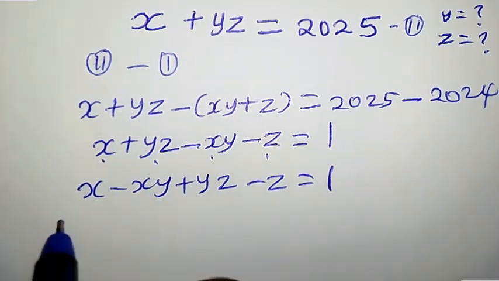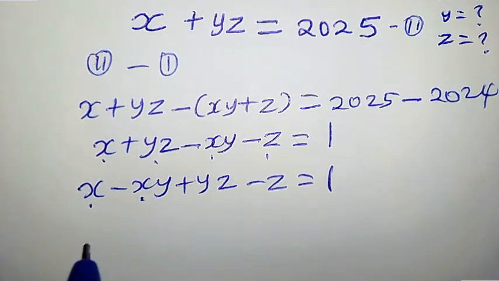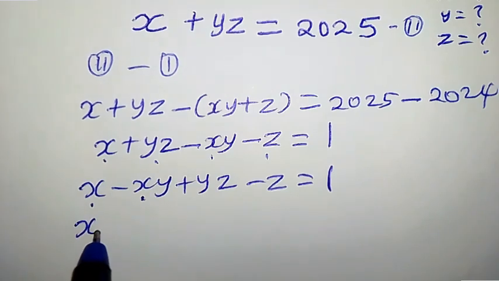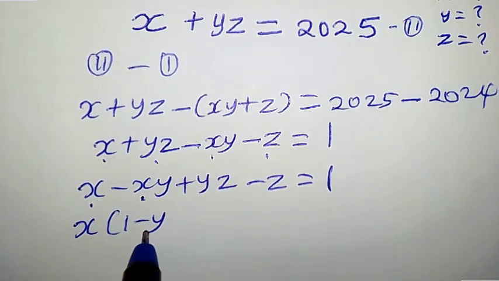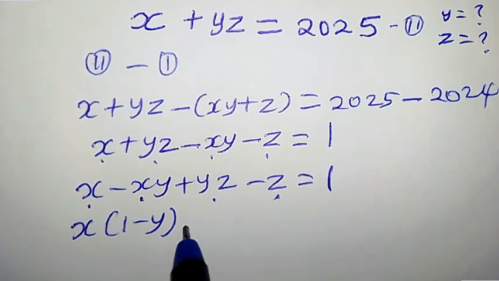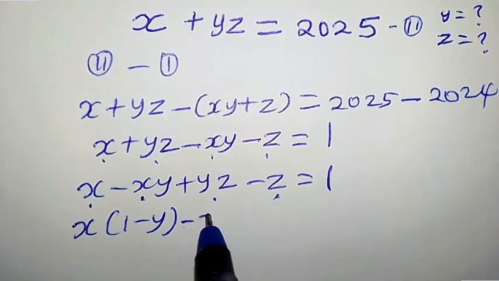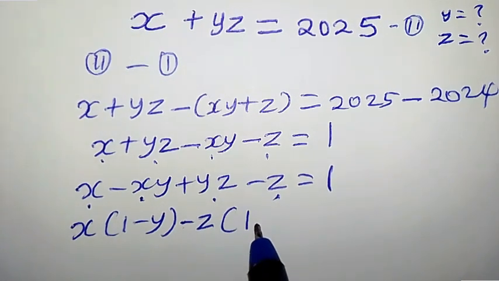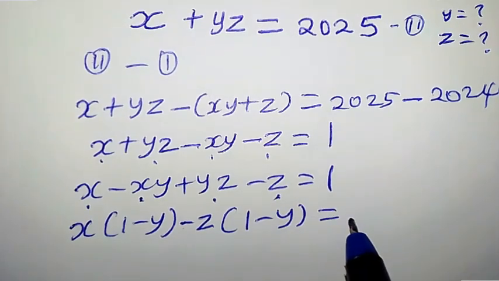What do you notice here? You will notice that x is common. Factoring it out, we have x into 1 minus y. Likewise, between these two terms, if we pull out minus z, we are going to have minus z into 1 minus y equal to 1.